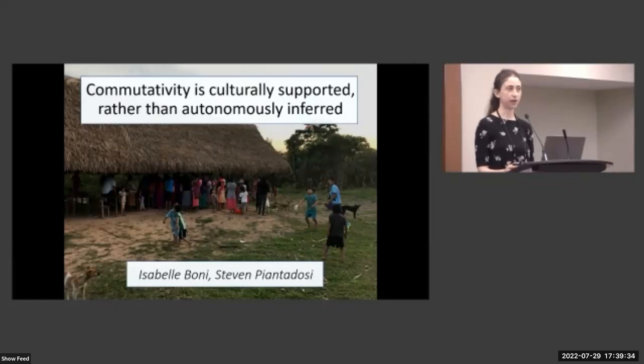I'll be talking about some cultural factors that are relevant to math knowledge, in particular commutativity.